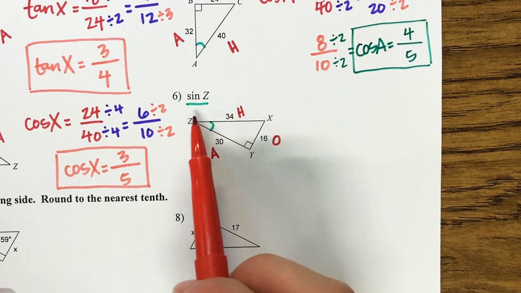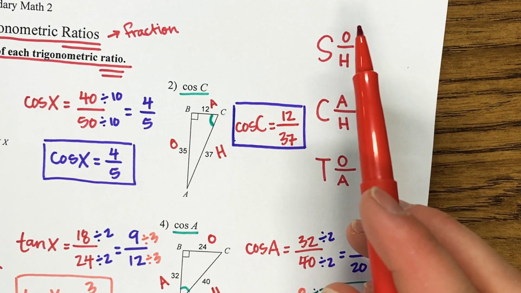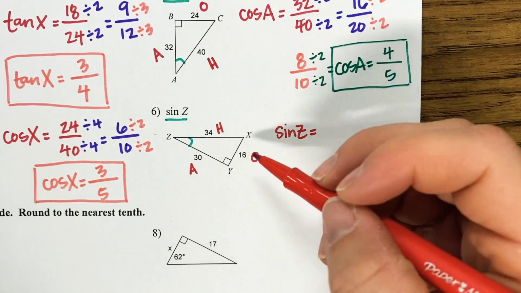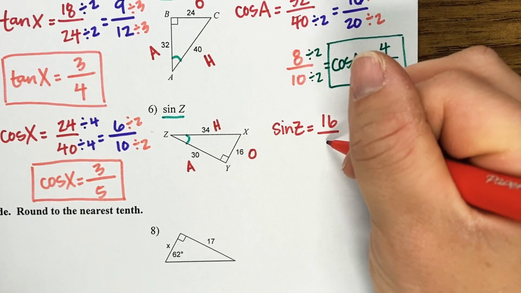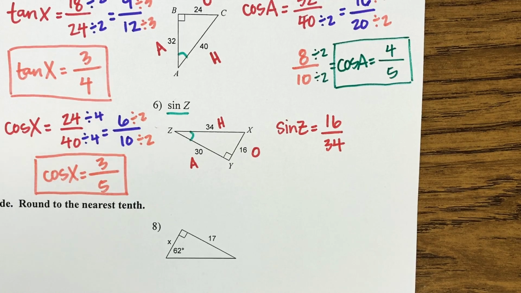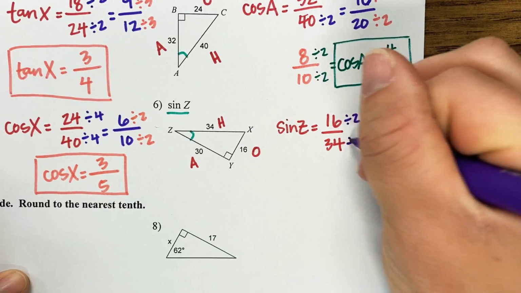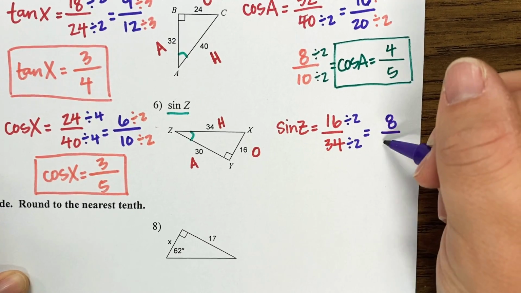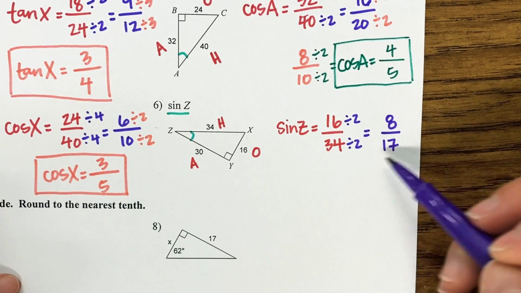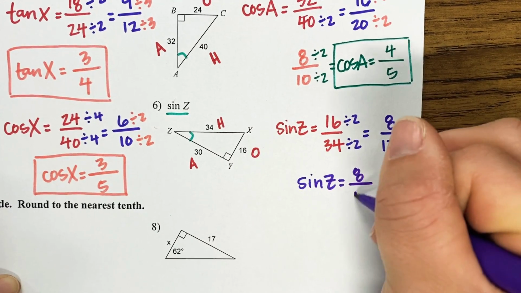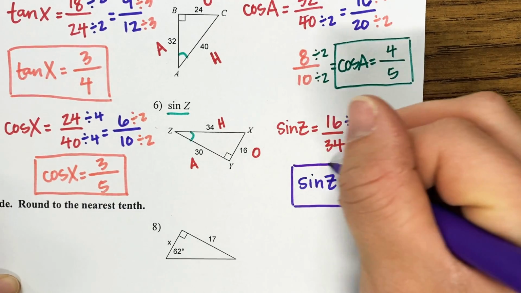Okay, well, which two sides do I need with sine? Opposite over hypotenuse. So we know that sine of z equals opposite, 16, over hypotenuse, 34. Okay, let's go ahead and reduce it. What can we divide both of these numbers by? They're both even, so we can divide them by 2 at least. 16 divided by 2 is 8. 34 divided by 2 is 17. Can we reduce that anymore? No, we cannot, so we know that sine of z equals 8 over 17. And there's our final answer.